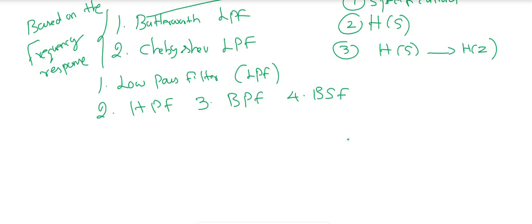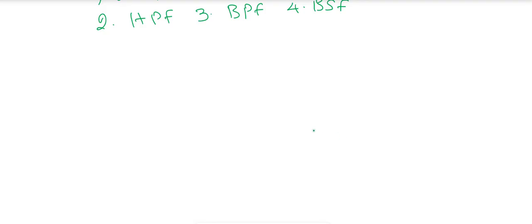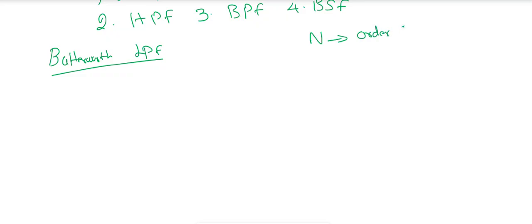Now we'll discuss the magnitude response of the Butterworth low pass filter, the magnitude response for various orders of the filter. The order is the order of the system function. The order is the number of poles. N is the order of the system.